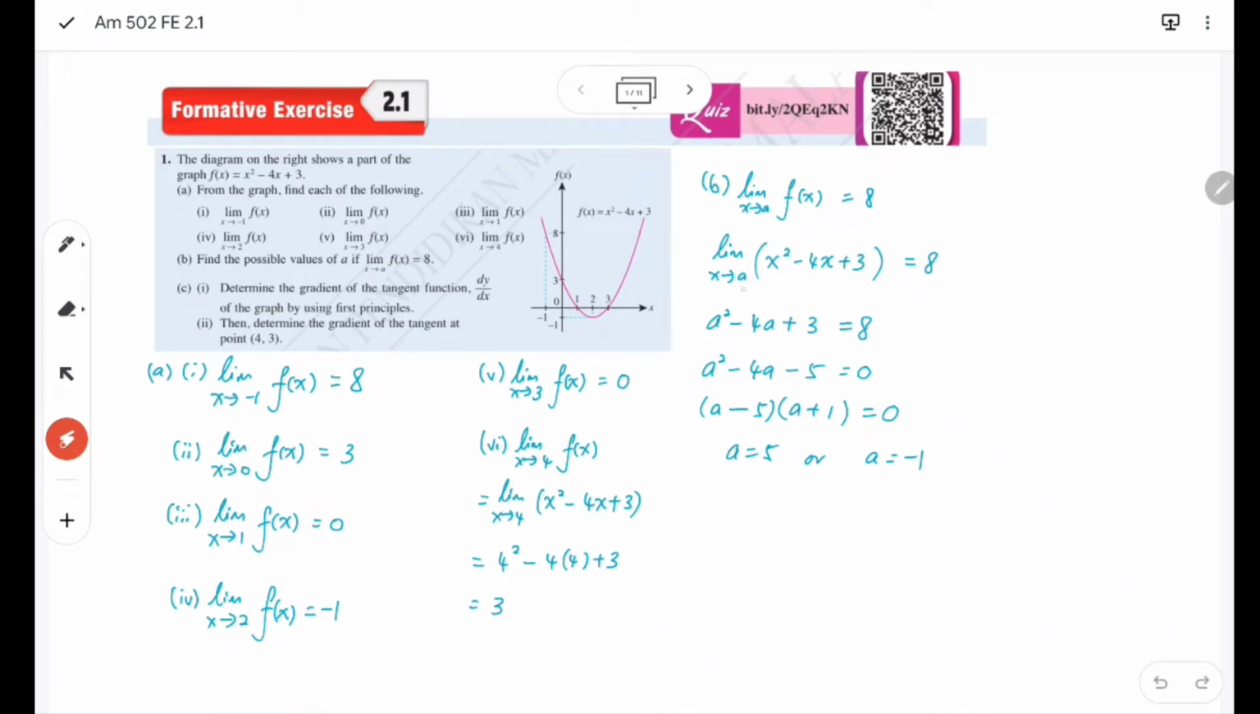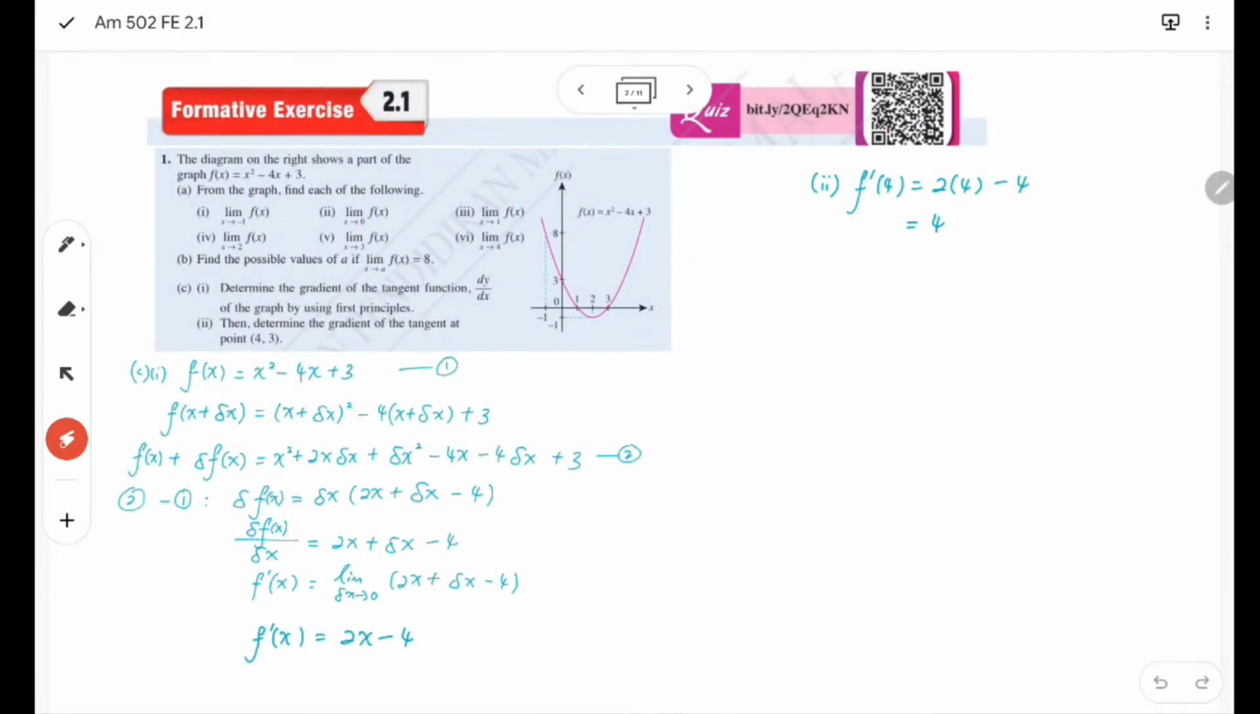So we can do substitution of a into x. So we change f(x) into x squared minus 4x plus 3. Then, since the limit of x tends to a, we can substitute the a into the x. We get a squared minus 4a plus 3 equals 8. So we can solve this quadratic equation by factorization equals 0. So the first factor equals 0, we get a equals 5. And the second factor equals 0, we get a equals negative 1. So these are the possible values of a.